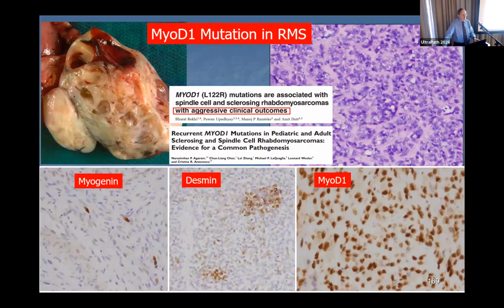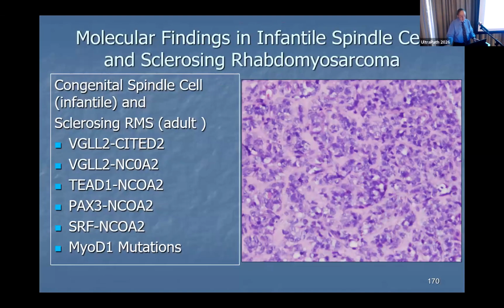The other consideration that you always want to think about is MYOD1 mutation rhabdomyosarcoma. Unfortunately, MYOD1 mutation in rhabdomyosarcoma is associated with a very aggressive clinical outcome. And this is an example here of one that has a sclerosing type of rhabdomyosarcoma pattern, you see in the upper right-hand panel, and you can see that it expresses MYOD1 to a much higher degree than what you see with myogenin or desmin.